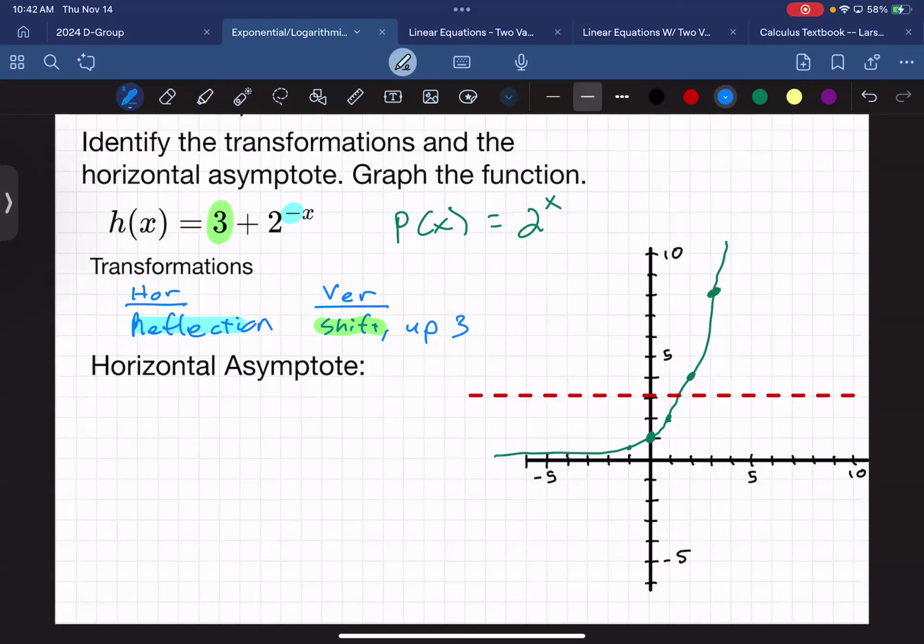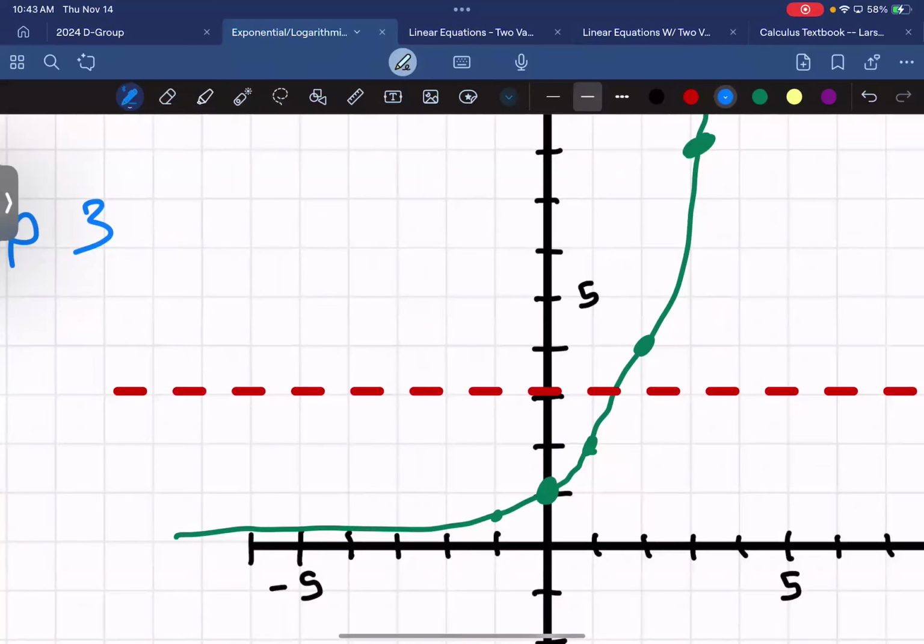Had the shift up 3, right? So make sure you understand when you say shift up 3, make sure you go over there and say, hey, my horizontal asymptote is y equals 3 then. That's a nice thing about exponentials. Their horizontal asymptote is the vertical shift. Whatever that constant term is, that's going to be my horizontal asymptote, okay?